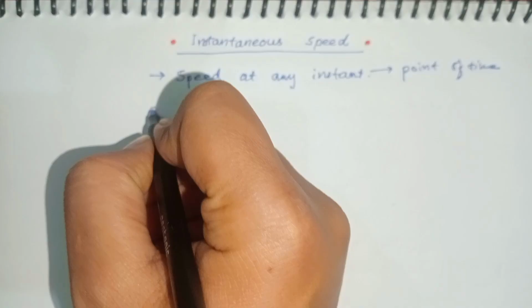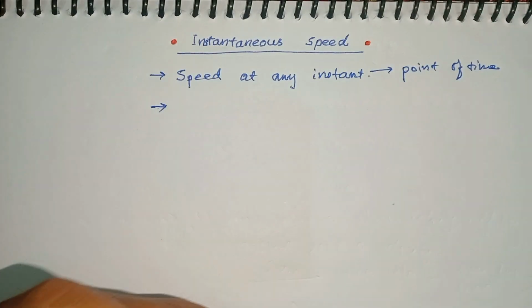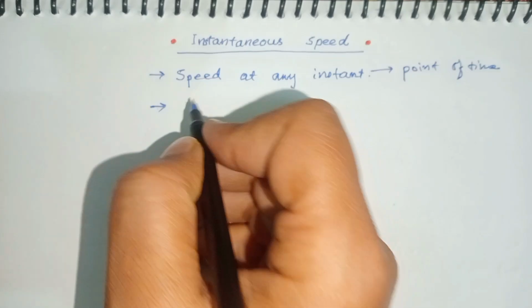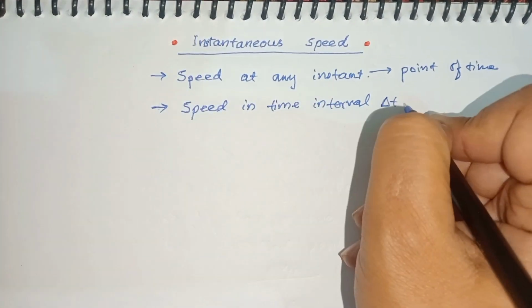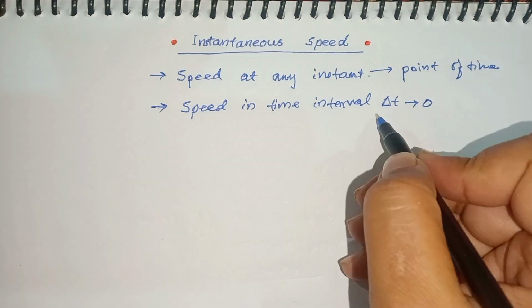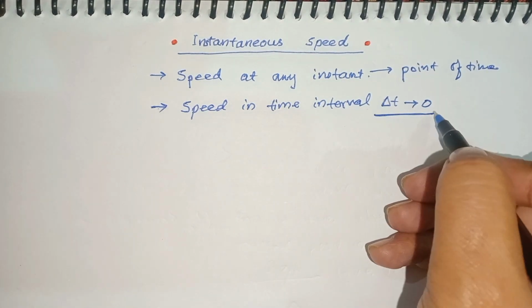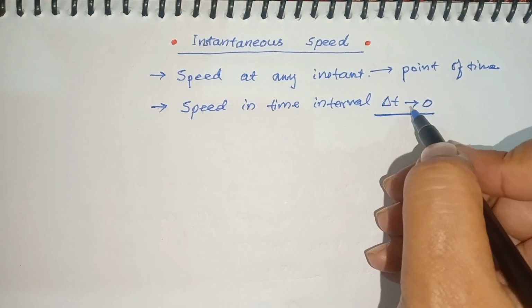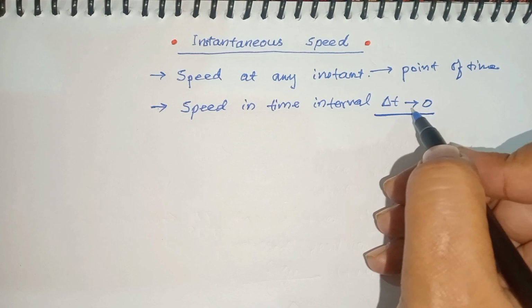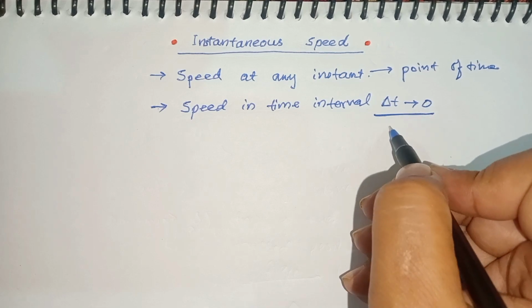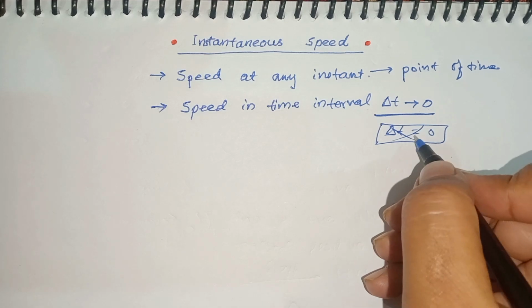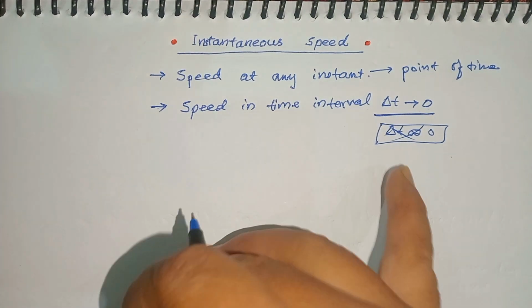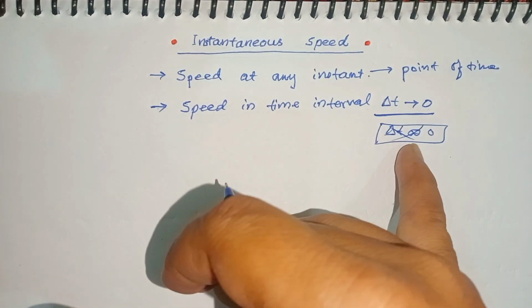Here is another way to say it: it is the speed over a time interval delta t when delta t tends to zero. So delta t means the change in time interval is very small, tending towards zero. It is not exactly zero. Delta t equal to 0 is not correct. Delta t is nearly equal to 0. The change in time is nearly equal to 0.